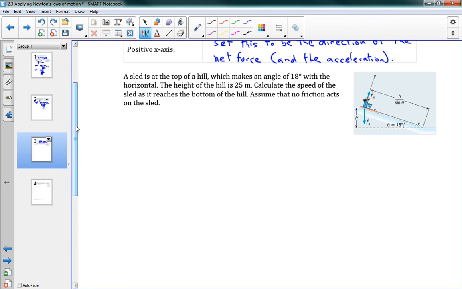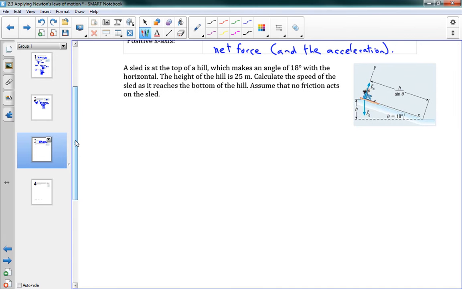A sled is at the top of a hill which makes an angle of 18 degrees with the horizontal. The height of the hill is 25 meters. Calculate the speed of the sled as it reaches the bottom of the hill and assume that no friction acts on the sled. Okay, so our acceleration clearly is going to be straight down the hill, so that's going to be our positive x-axis. I will draw my free body diagram.